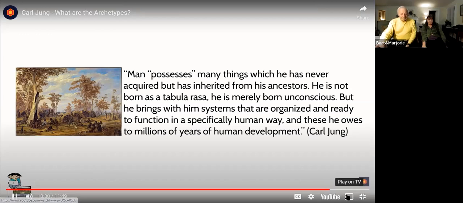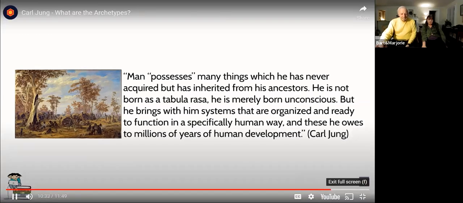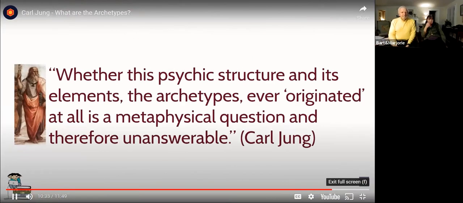However, Jung also had sympathy with the idea that the archetypes may be similar to the Platonic forms, existing as a type of immutable transcendental entity. As Jung wrote at one point, whether this psychic structure and its elements, the archetypes, ever originated at all, is a metaphysical question and therefore unanswerable.